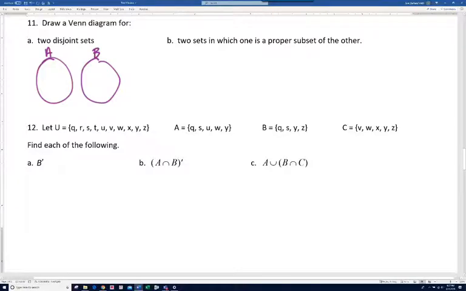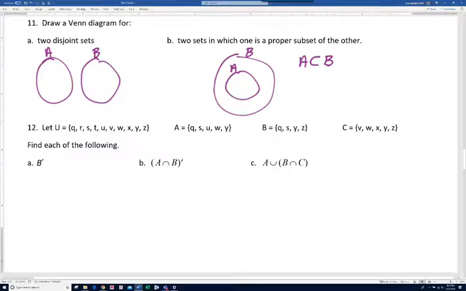On B it says draw two sets in which one is a proper subset of the other. So I'm going to go ahead and draw circle A inside of circle B. And so that means that A would be a proper subset of B. So every element in A would be an element of B, and they're also not equal sets. And so that's what it means to be a proper subset.